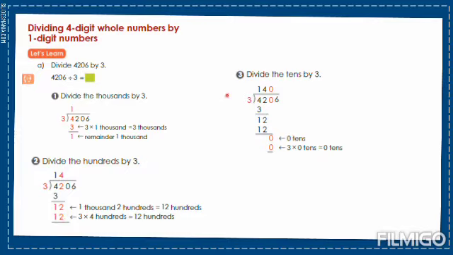Step 3, class, is let us divide the tens by 3. So 12 minus 12, class, is 0. So you don't need to put there 0. So what you will do is to bring down the next number, which is the 0. 0 divided by 3 equals 0. 0 times 3 equals 0. 0 minus 0 equals 0. And let us now proceed to step 4, class.